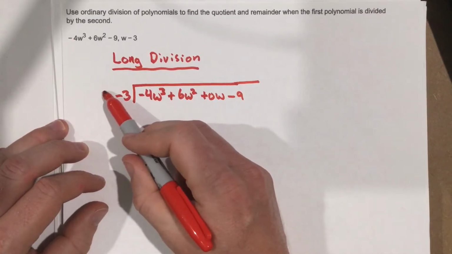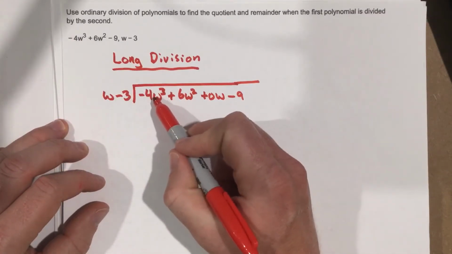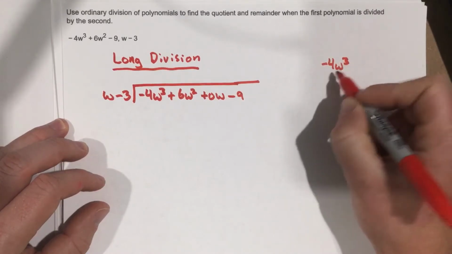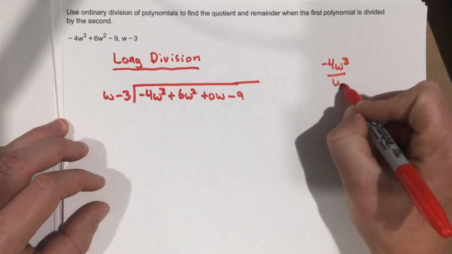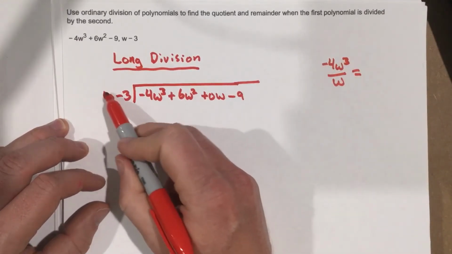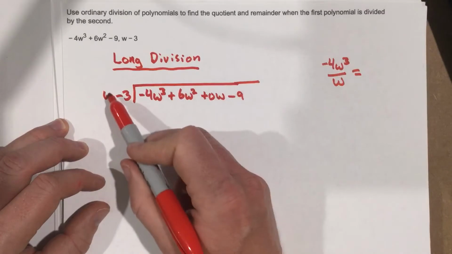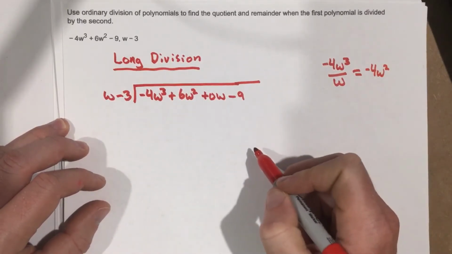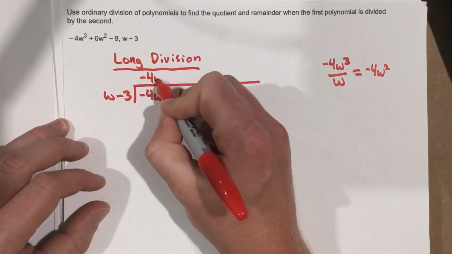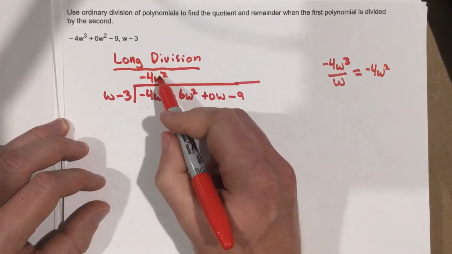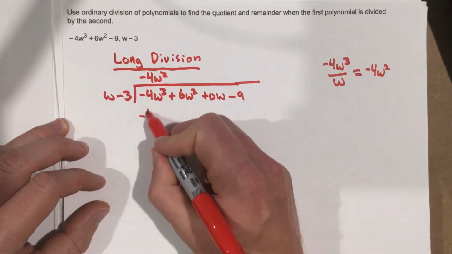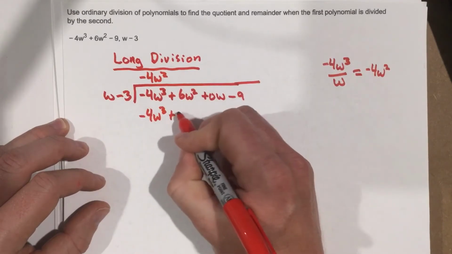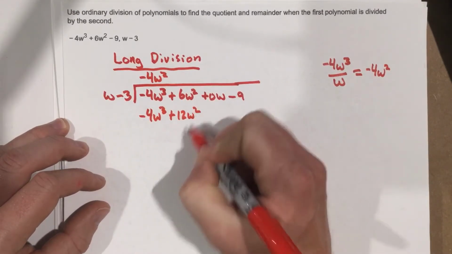All right, we see w goes into negative 4w cubed how many times? Well, we can write a little expression out here, negative 4w cubed over w, because we're only worried about this leading term. That gives you negative 4w squared. So we're going to have negative 4w squared right there. Now we multiply this times w, that's obviously negative 4w cubed. This times the negative 3 gives you positive 12w squared.